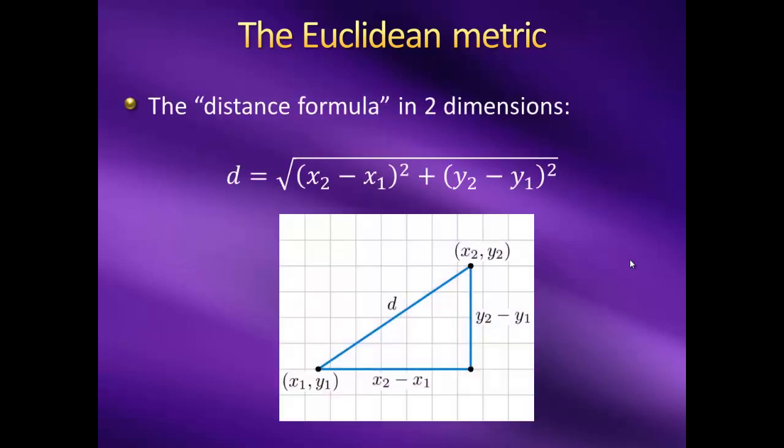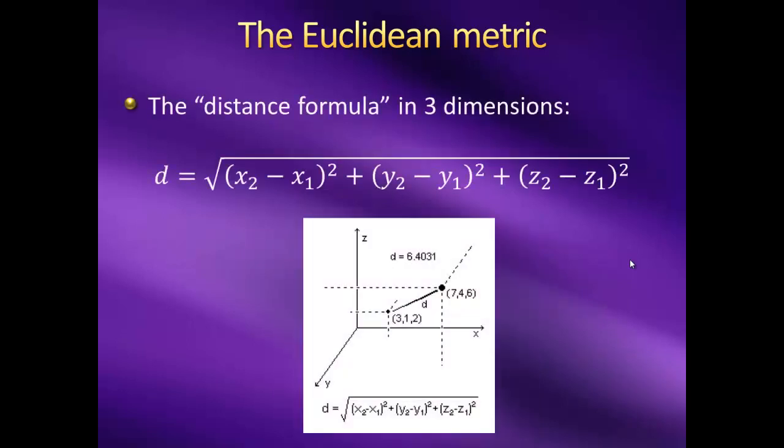You just use the distance formula you learned in basic algebra. The distance between two points is the positive square root of the difference in the x's squared plus the difference in the y's squared. That formula is actually the definition of the Euclidean metric for R squared, which, as we mentioned earlier, is the set of all ordered pairs, representing a two-dimensional plane. You also might have learned the distance formula in 3D. We just add a difference in z squared under the square root.